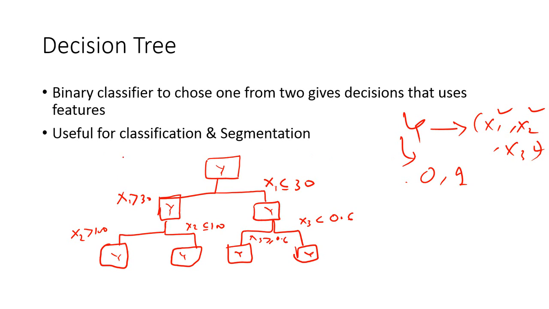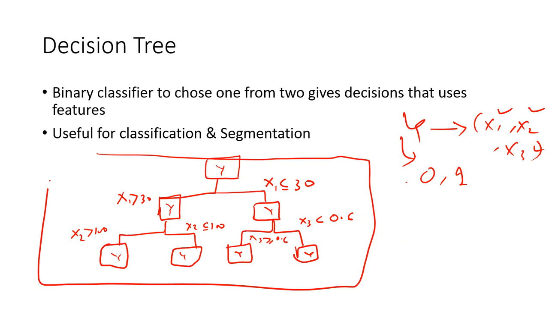A decision tree, when you visualize it, looks something like this. Based on some criteria on x1, x2 and x3, which are the features, you either select y to be 0 or 1, any binary values.